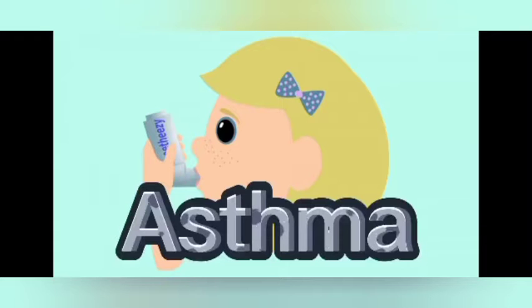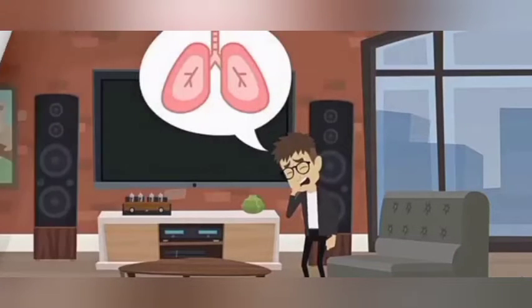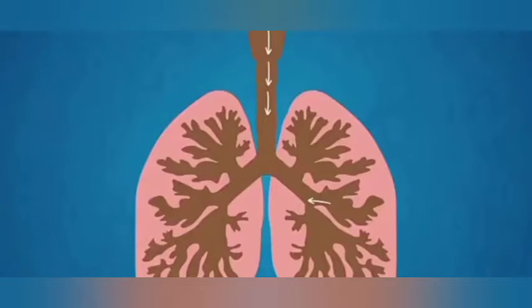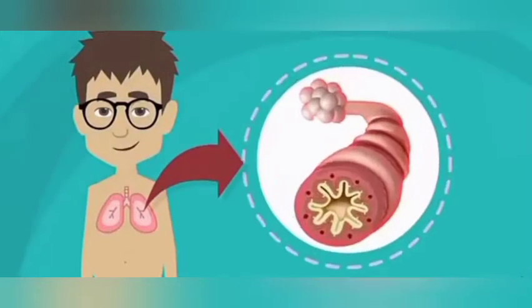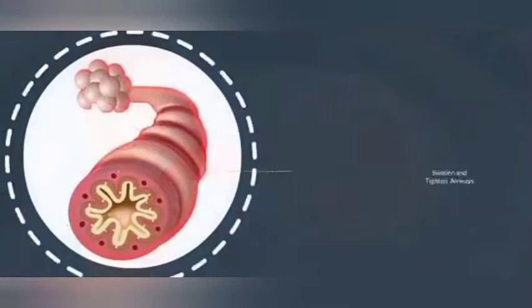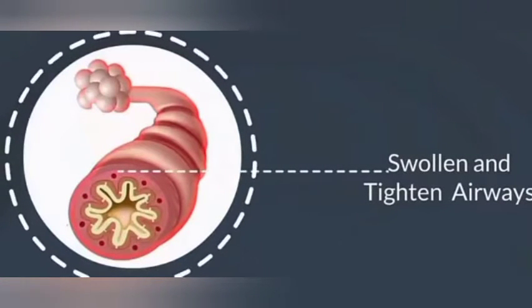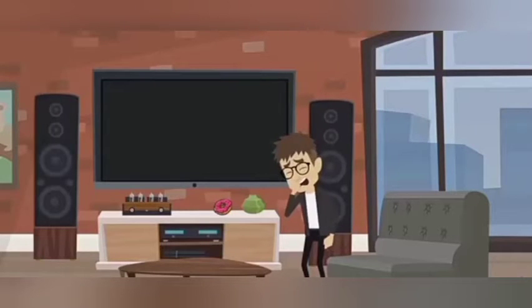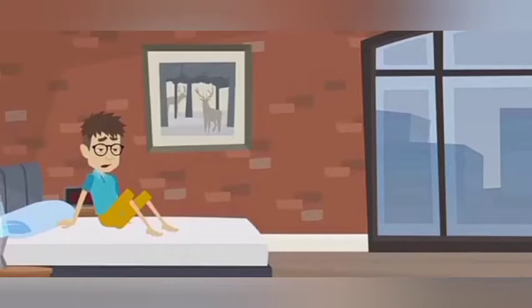So the first disorder of the respiratory system that we are going to discuss here is asthma. So what is asthma? Asthma is a chronic disease involving the airways in the lungs. These airways, or bronchial tubes, allow air to come in and out of the lungs. If you have asthma, your airways are always inflamed. They become even more swollen and the muscles around the airways can tighten when something triggers your symptoms. This makes it difficult for air to move in and out of the lungs.